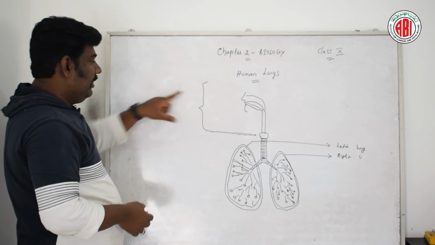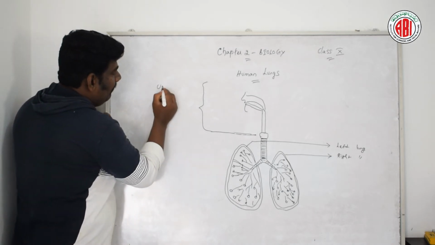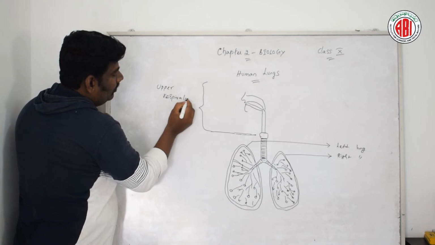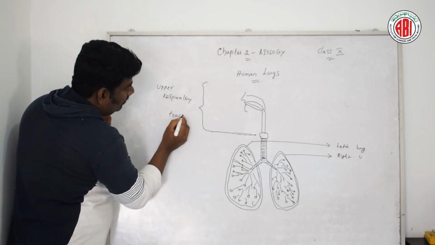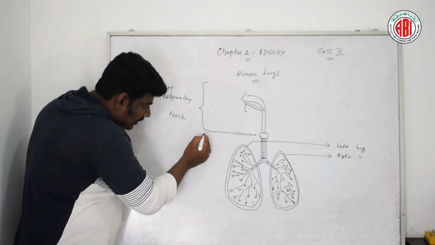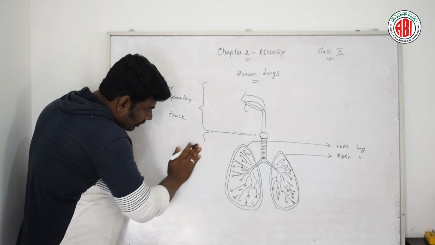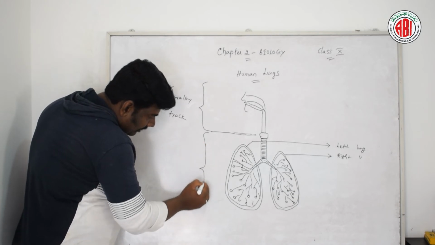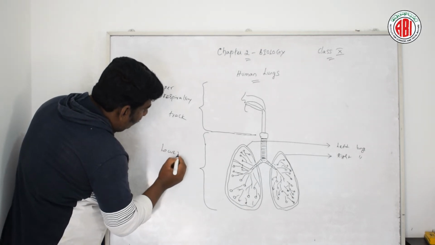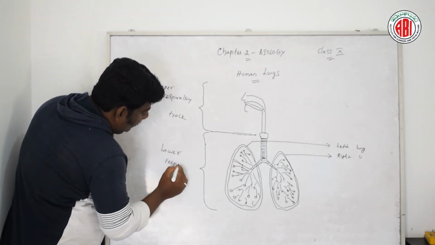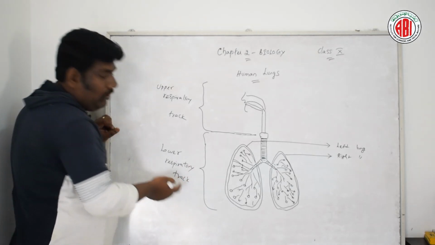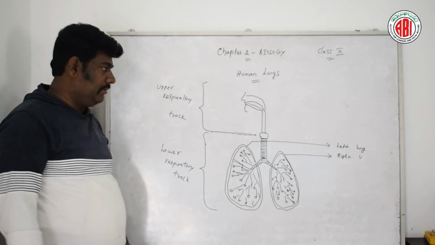Until here it is called the upper respiratory tract or upper respiratory system, you can write. And the rest of the part, from here to where the lung ends, is said to be the lower respiratory tract or lower respiratory system, you can mention.